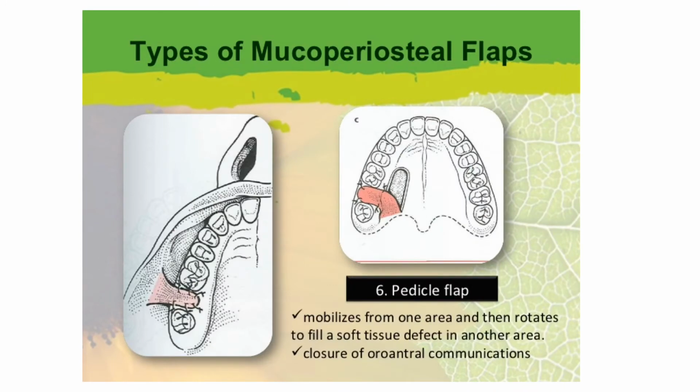Here we can see a pedicle flap. Pedicle flap is a type of flap which remains attached at its base with adequate blood supply. So this flap mobilizes from one area and then rotates to fill a soft tissue defect in another area. It is mainly indicated for closure of oroantral communications.